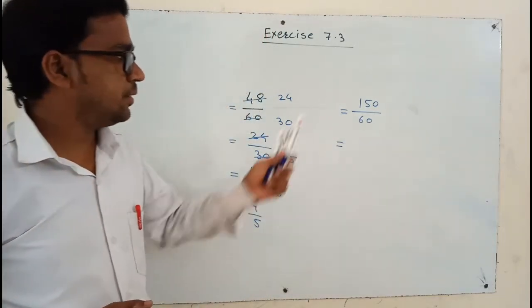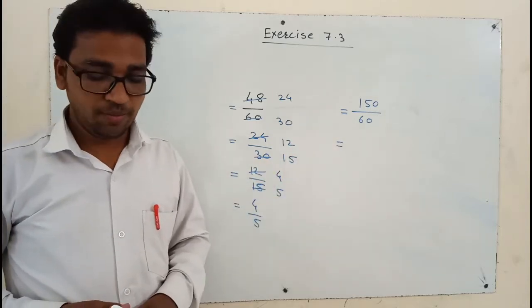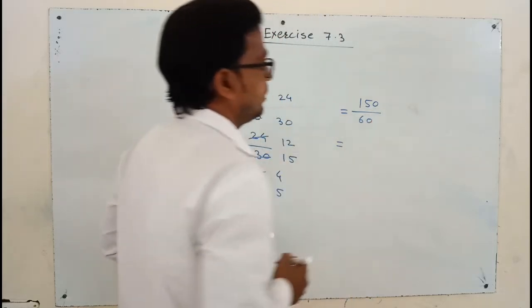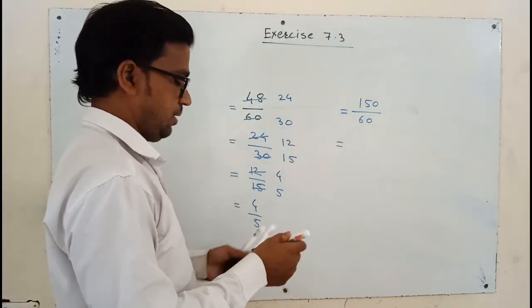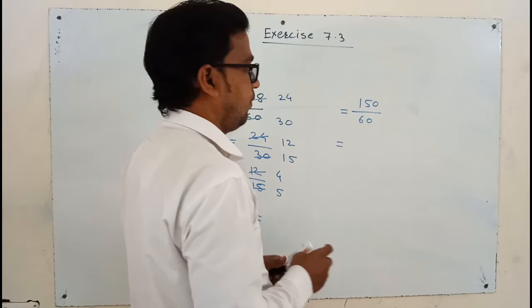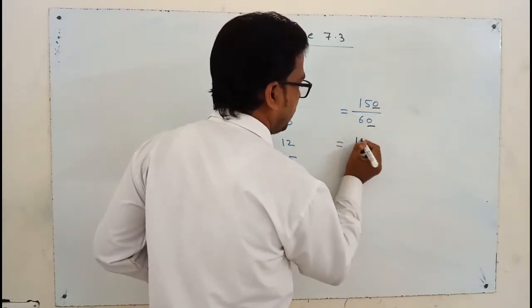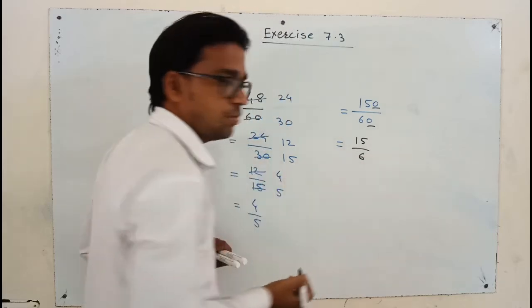So here, now it is 150 upon 60. Both numbers have 0 at the ones place. So I don't write the 0, I write 15 upon 6.